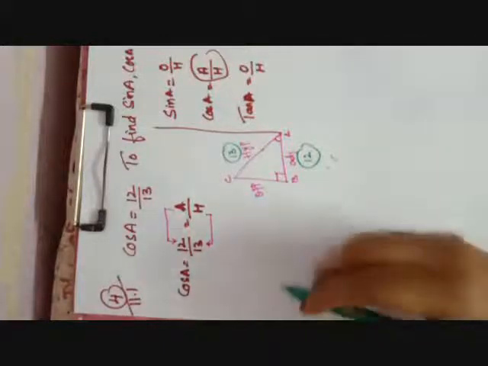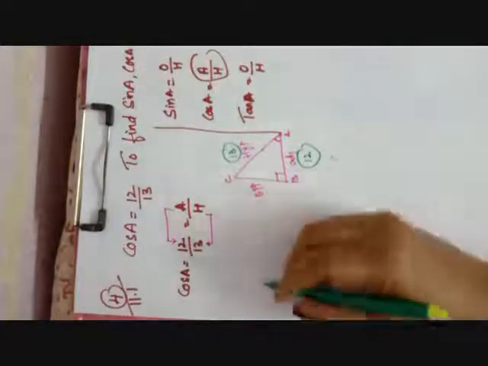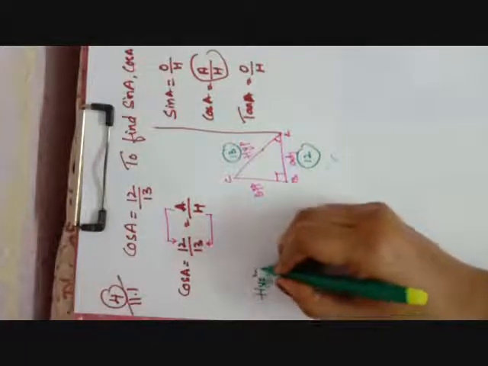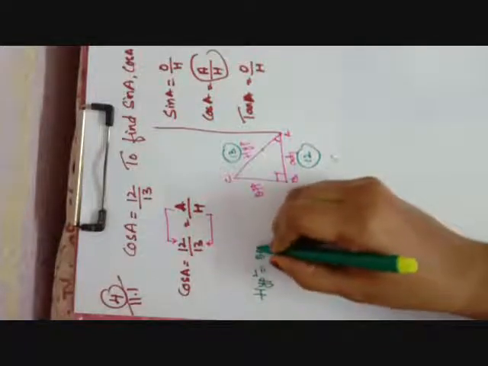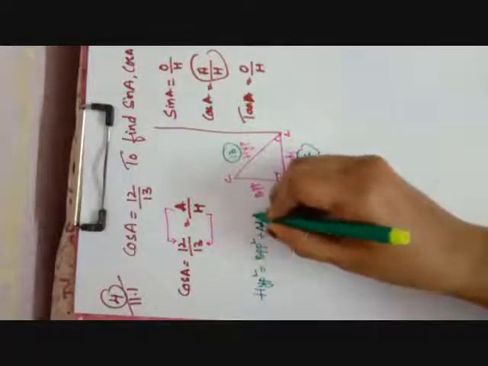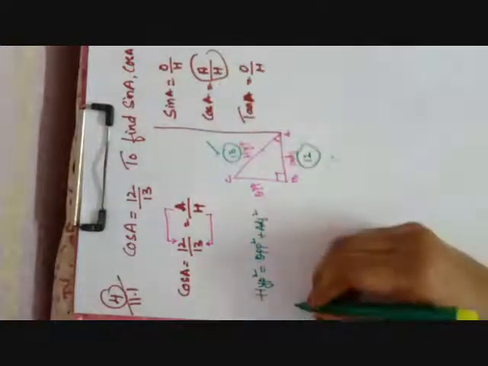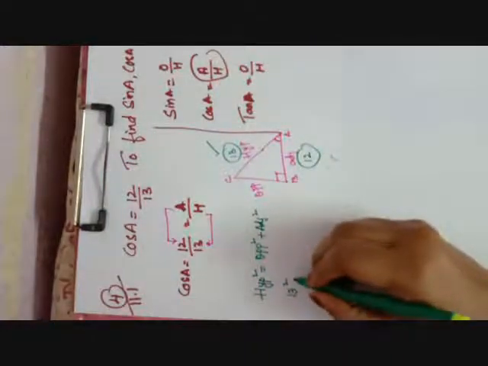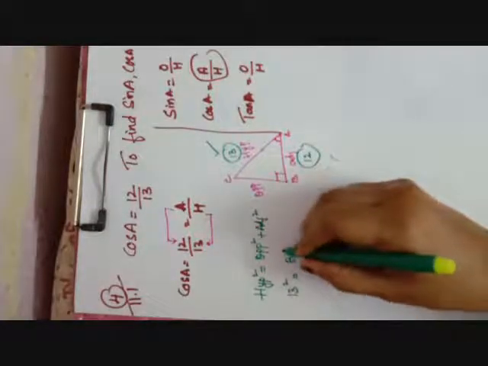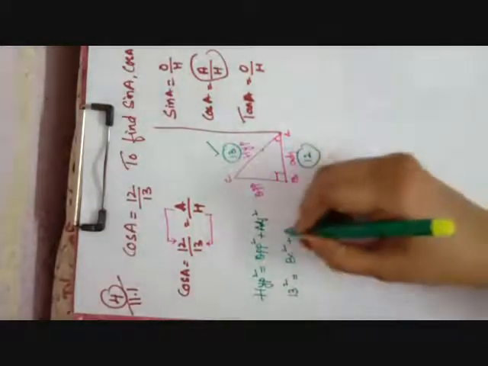Which formula you are going to use to find opposite? Nothing but Pythagoras theorem. What is Pythagoras theorem? Hypotenuse square is equals to opposite square plus adjacent square. Hypotenuse is how much? 13. 13 square is equals to opposite is nothing but BC square plus adjacent is 12 square.